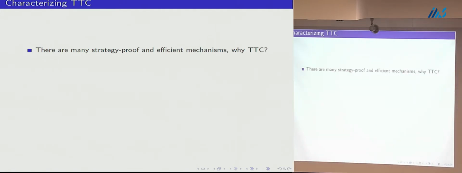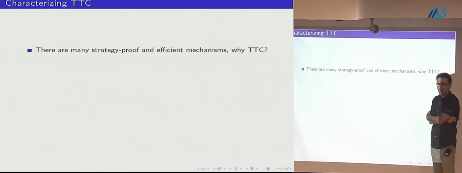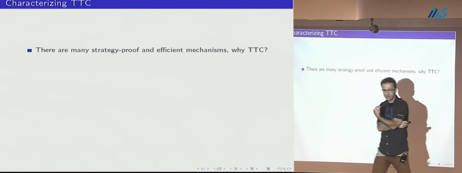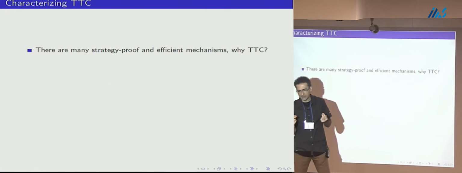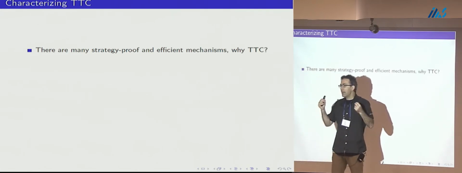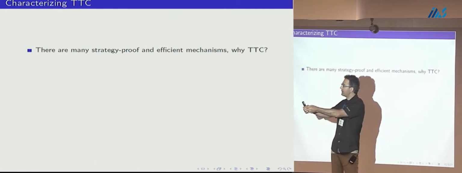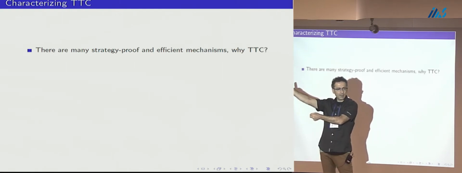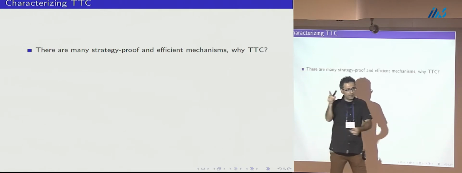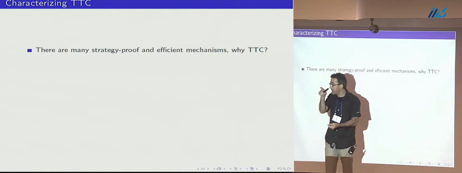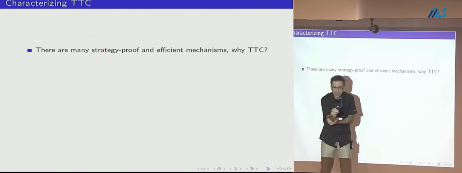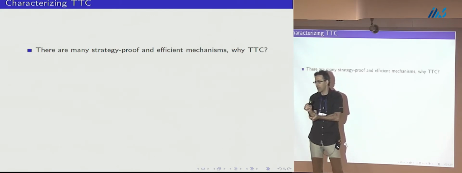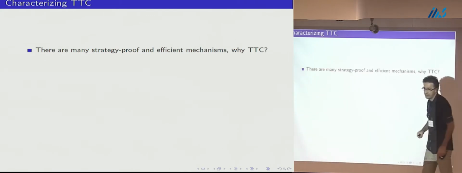Here's the question that I would like to address first. There are many strategy-proof and efficient mechanisms. Why that particular top-trading cycles mechanism? In that mechanism, remember, every school points to the highest ranked student, and every student points to his or her most preferred school. And we find a cycle. Along this cycle, we assign the students. In a way, students actually exchange their priorities. So why that top-trading cycles?